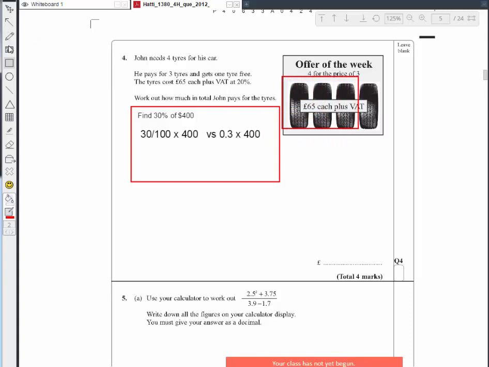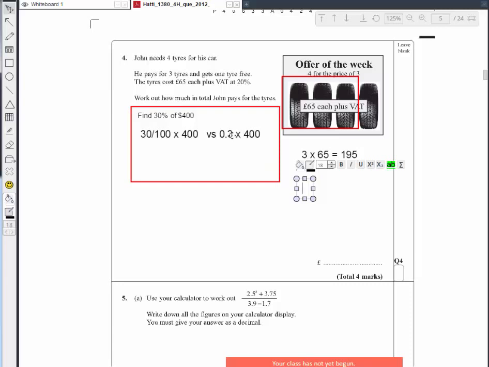So the first thing we're going to be working out is 3 times 65, because each is £65. So 3 times 65. And if you run that through your calculator, you find that that comes to 195. You just type 3 times 65. Now that's the cost of the tyres, but don't forget that each of them is subject to 20% VAT. Now we don't need to work out VAT on each of them and then times it by 3. We can just take the total price, which is 195 for the tyres, and find 20% of that.